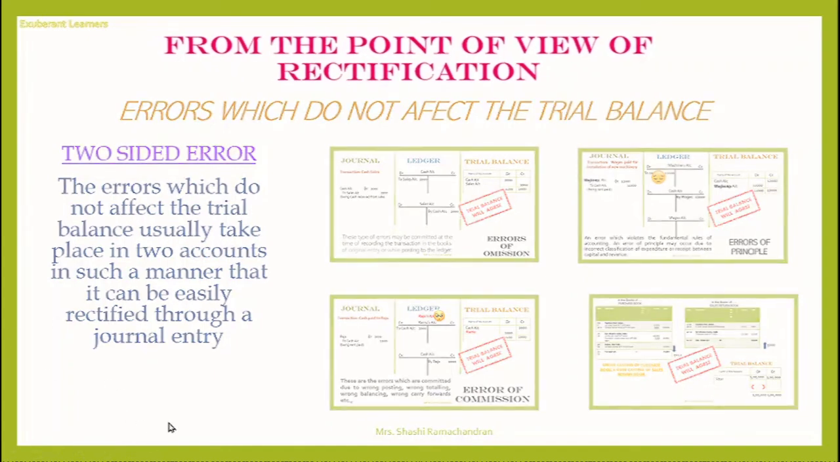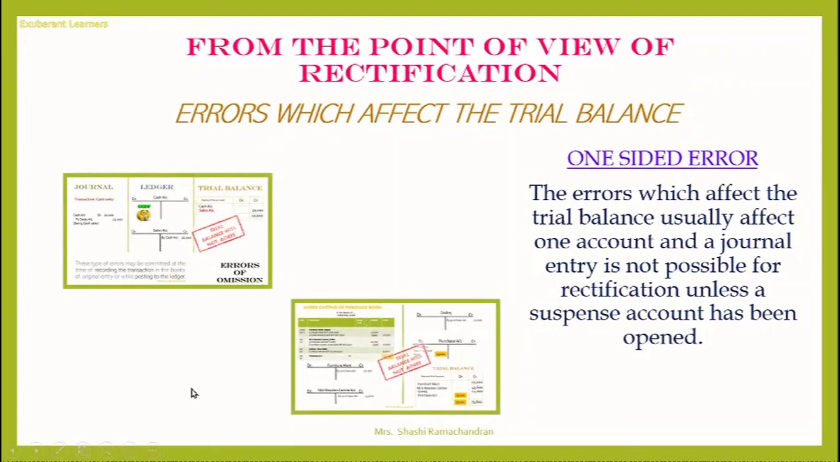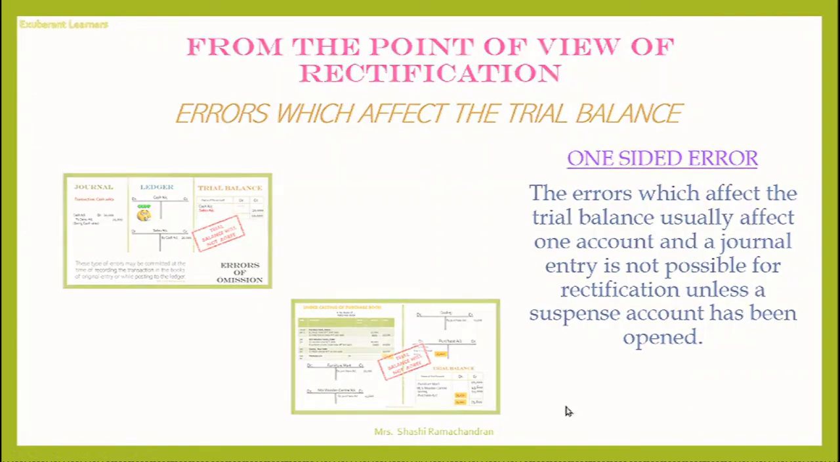But from the point of view of rectification, for errors which affect the trial balance, that means the trial balance does not agree, in that case the error is only on one side of any one account. So this is going to be rectified with the help of a suspense account, which is a temporary account opened for this purpose only. So I hope you understood the topic well.